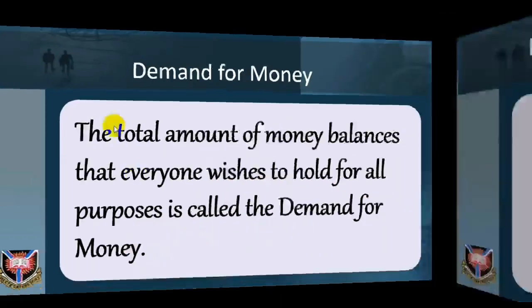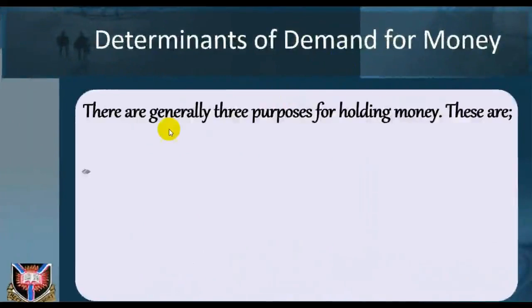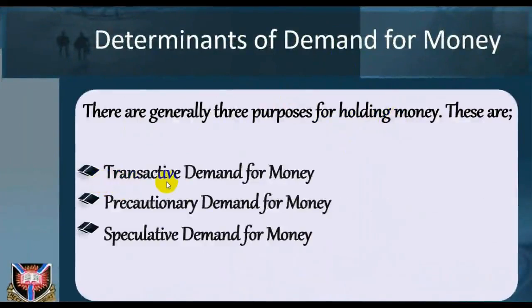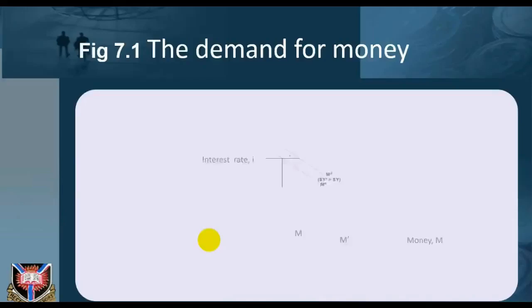Determinants of the demand for money. There are generally three purposes of holding money. These are transactionary motive, precautionary motive, and speculative motive. The three motives are discussed fully below.